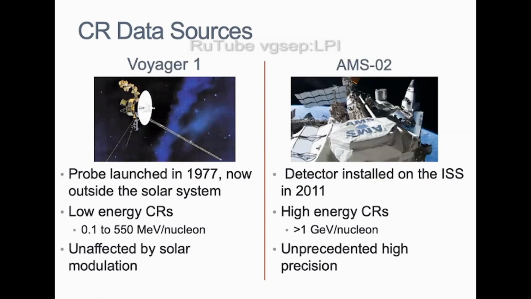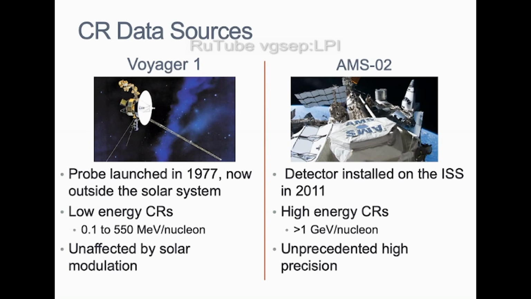Then our two most important sources of cosmic ray data are Voyager 1 and AMS-02. Voyager 1, of course, is the probe launched in 1977 and now outside the solar system. It primarily provides data on low energy cosmic rays, especially from around 0.1 to 550 MeV per nucleon, and its data is unaffected by solar modulation experienced within the solar system.